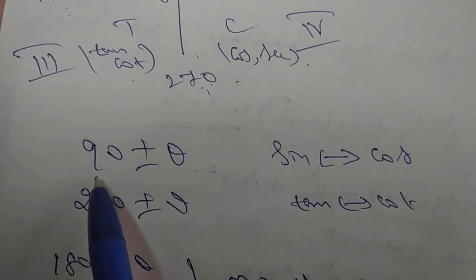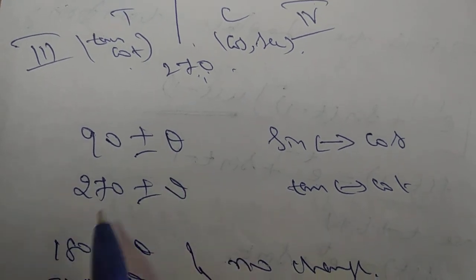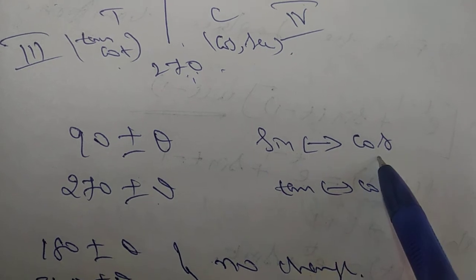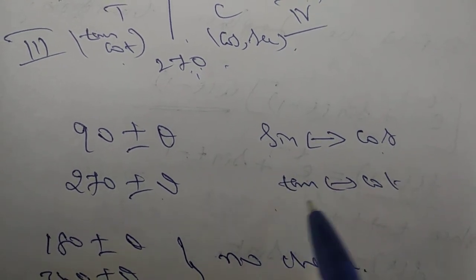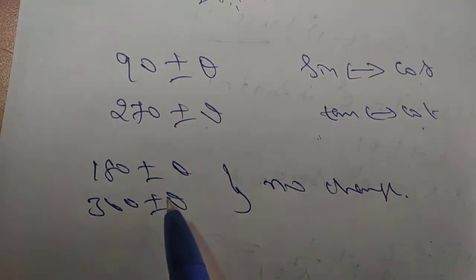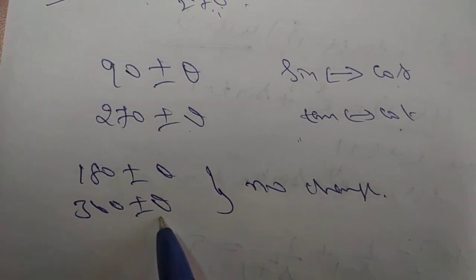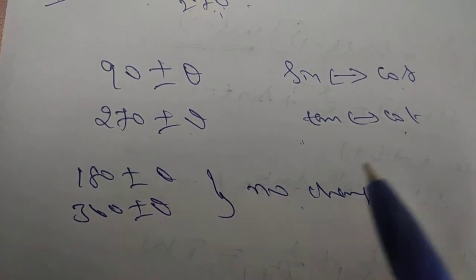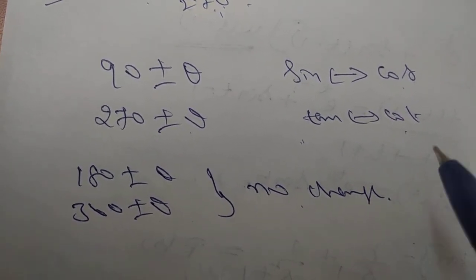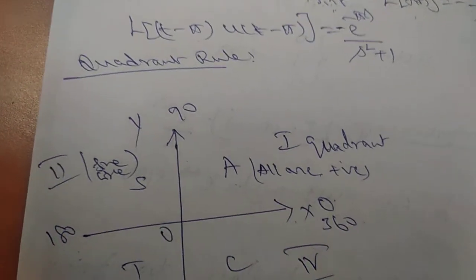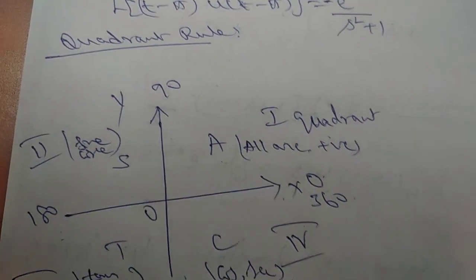So now 90 plus or minus theta or 270 plus or minus theta. In these two cases, sine becomes cos or cos becomes sine, or tan becomes cot, cot becomes tan. And 180 plus or minus theta or 360 plus or minus theta, there is no change. So no change means sine becomes sine only, cos becomes cos only, but the sign is changed according to that quadrant. You have to see this table.